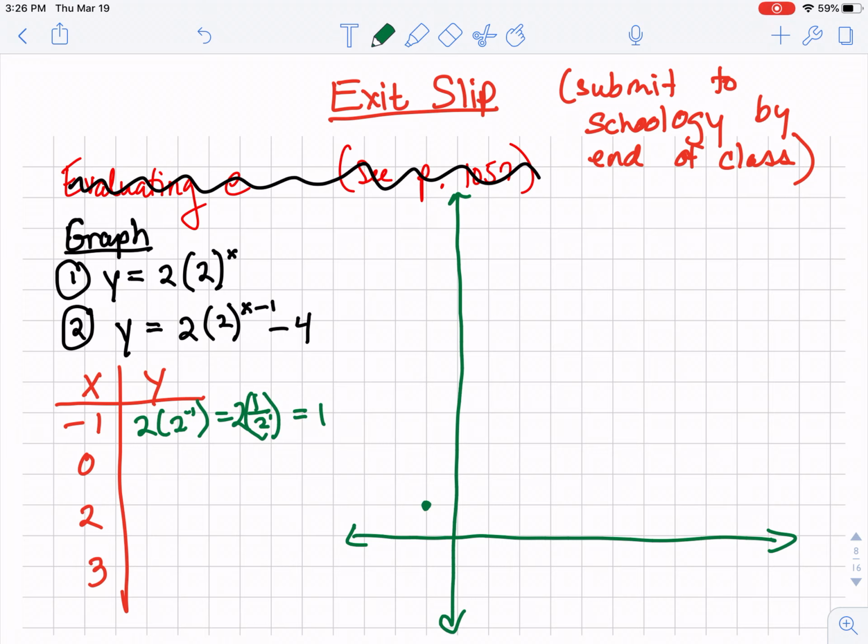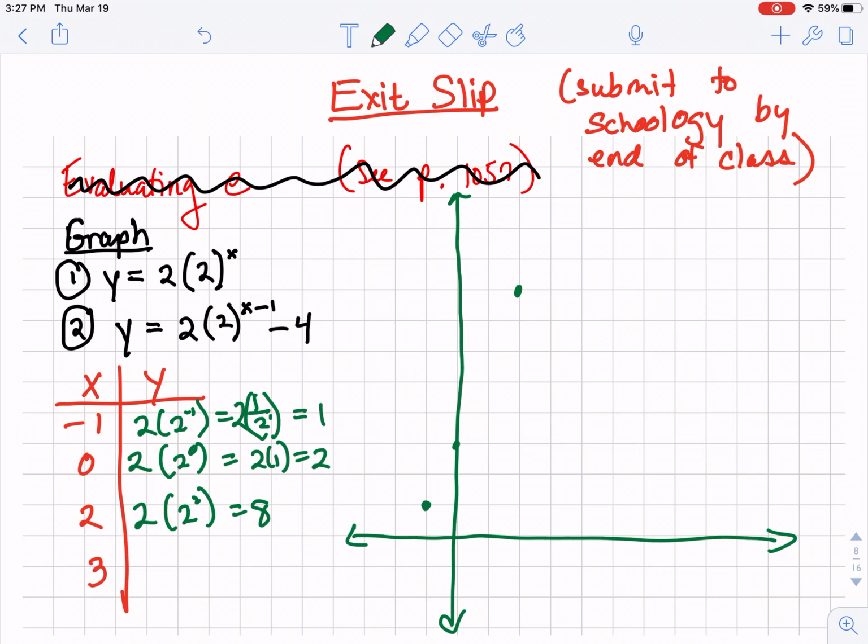So I'm plotting that point. All right, next point. 2 times 2 to the 0. Well, 2 to the 0 is just 1, so 2 times 1 is 2. So when you plug in 0, you get 2. All right, let's plug in 2. 2 times 2 to the 2nd, so that's 2 times 4, which is 8. So when I plug in 2, I get 8. Oh, maybe I should have done 1. All right, well, whatever. 2, 3, 4, 5, 6, 7, 8.